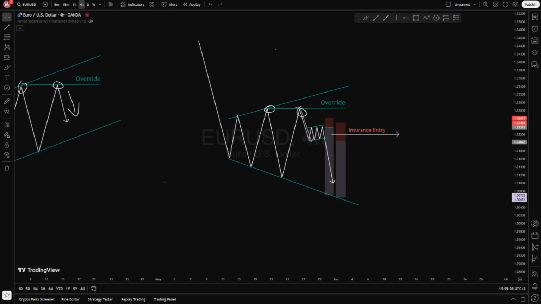Just remember, the override is less confirmed, so the continuation is key. Don't just enter because price touched the level. Wait for price to show intention, then step in with either a risk or reduced risk approach.